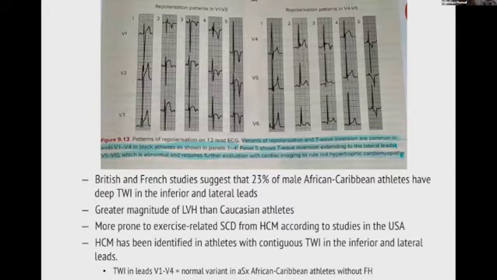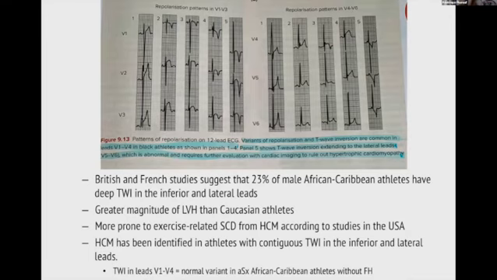British and French studies suggest that 23% of male athletes of African Caribbean descent exhibit T-wave inversion. It's often deep, often affects the inferior and lateral leads, which is a pattern that is very common to HCM. They also have a greater magnitude of LVH compared with Caucasian athletes participating in similar sports, and they're more prone to exercise-related sudden death from HCM, according to studies in the USA. HCM has been identified in athletes with contiguous T-wave inversion in the inferior and lateral leads.